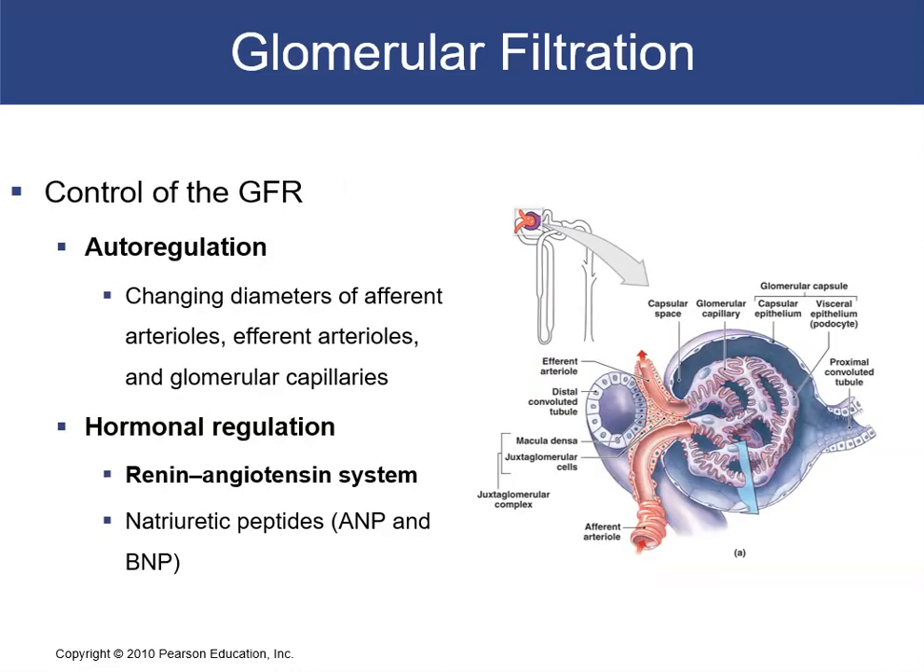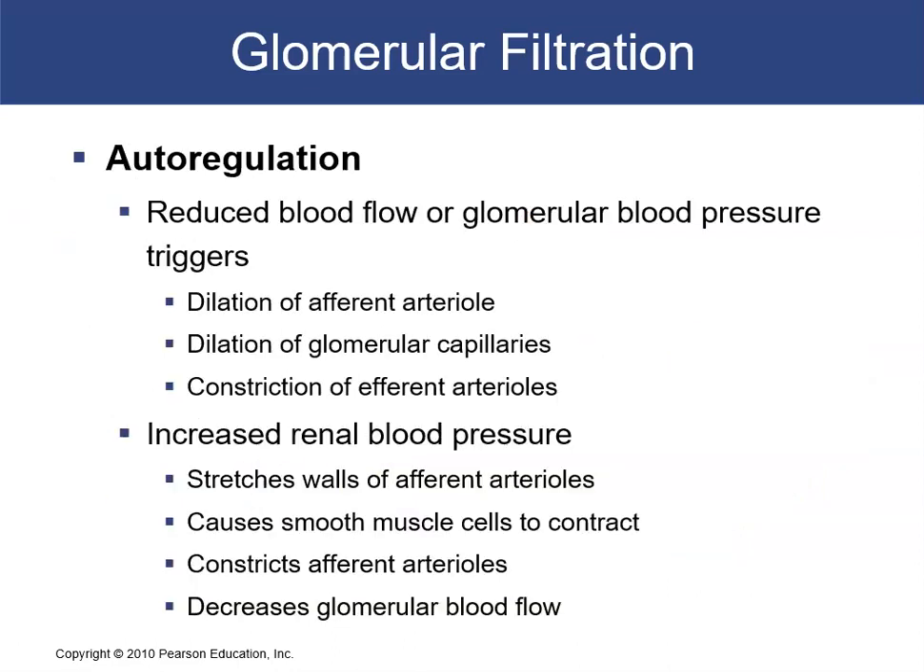How is filtration controlled? There are 2 different ways we can control this filtration rate or make tweaks in the filtration rate. We can do it through autoregulation, which involves changing the diameter of our vessels, either the afferent, the efferent, or the glomerular capillaries, or all of them. And also hormonal regulation through the renin-angiotensin system, as well as the natriuretic peptides. Let's look at autoregulation first.